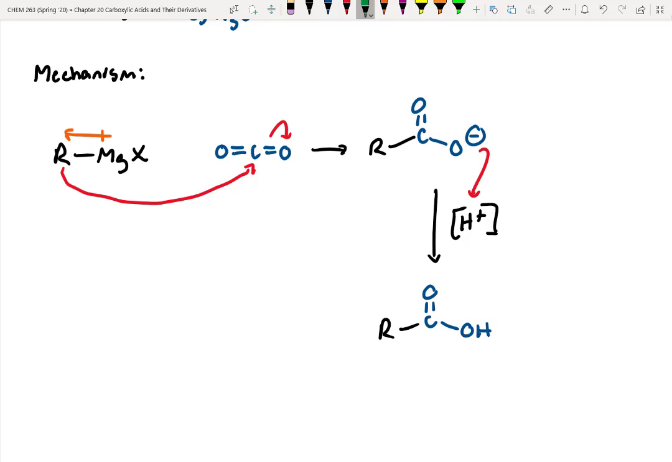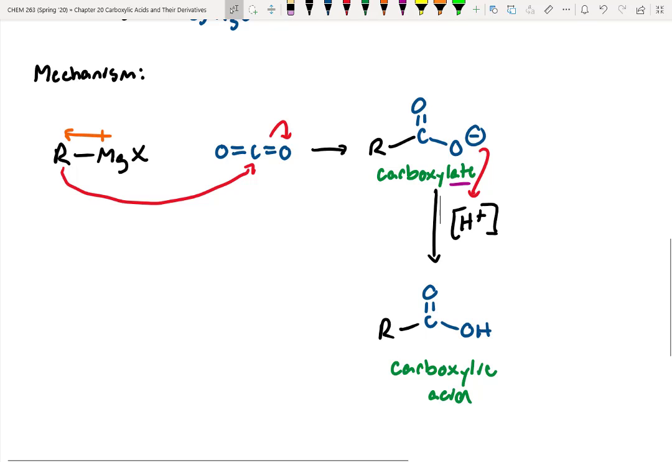I did really briefly want to talk about specific naming conventions. This is quite obviously a carboxylic acid. This is called a carboxylate. A carboxylate has that negative charge, so you have to change the suffix to the ate suffix. Carboxylic acid implies that we're talking about something neutral. All right, so that's where we're going to stop for right now. When we come back, we're going to look at reactions of carboxylic acid.